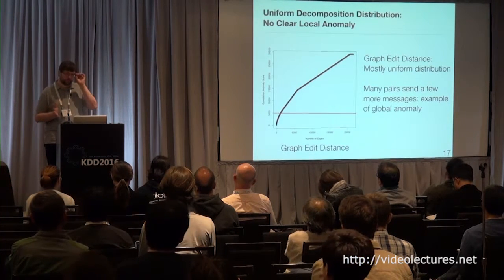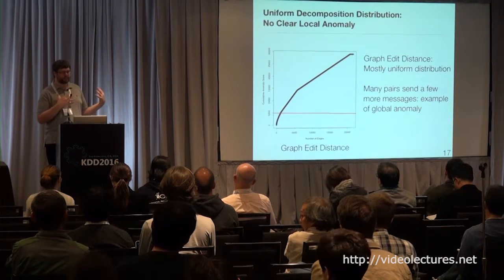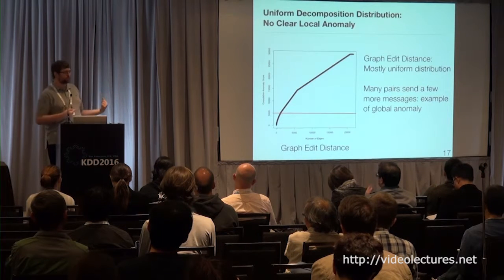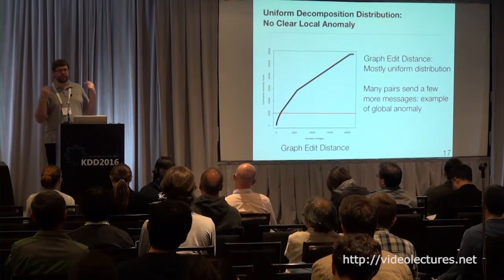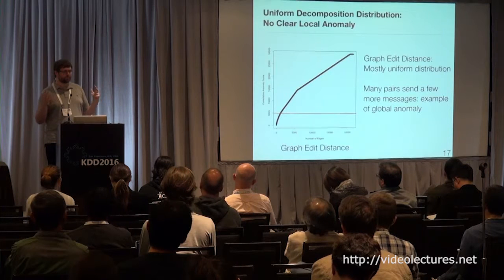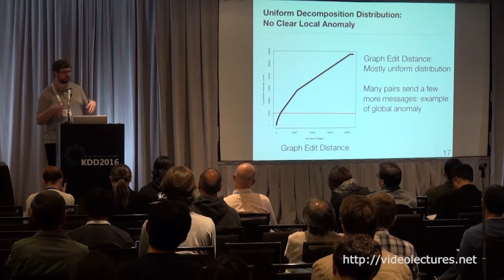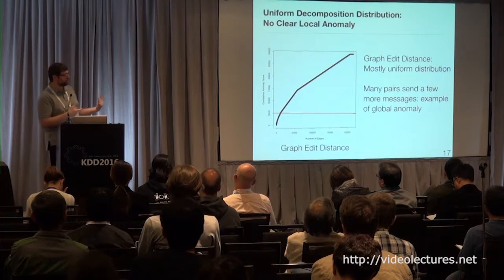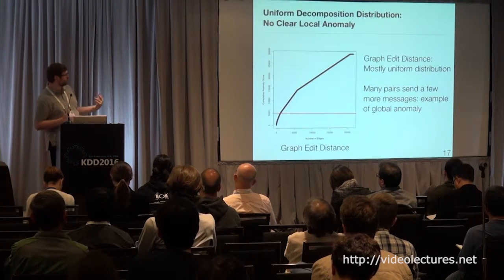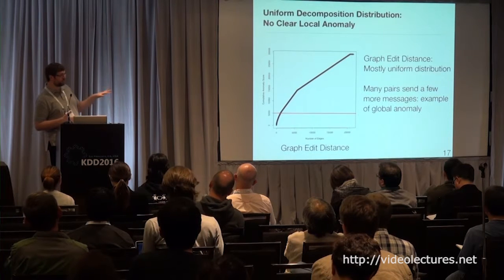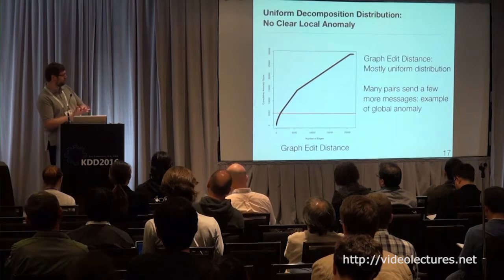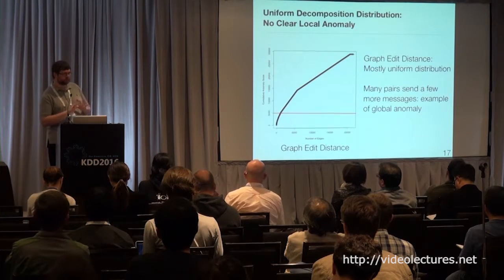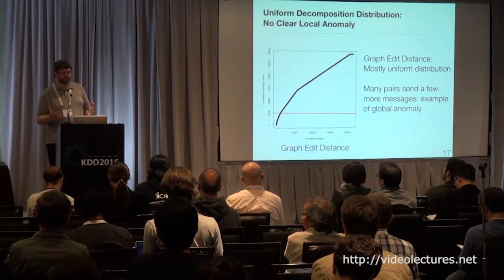Essentially what has happened here is that graph edit distance has detected a global anomaly rather than a local one. This is that example that I showed earlier where everyone in the network has produced a few more messages than normal. It's just a slightly higher rate of communication. And so since every pair of nodes has just a few more messages than normal, you can't really point to any set of edges and say this is driving the anomaly. So this is a case where this breakdown doesn't really provide you a very good explanation.